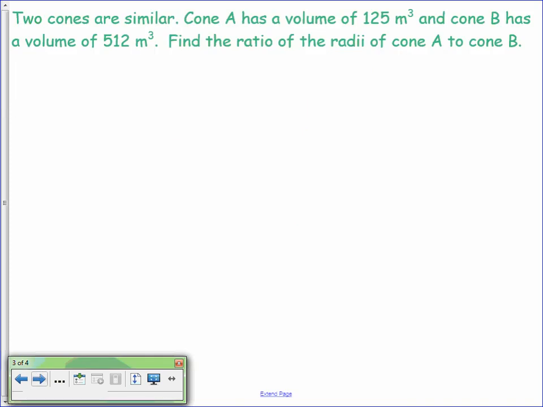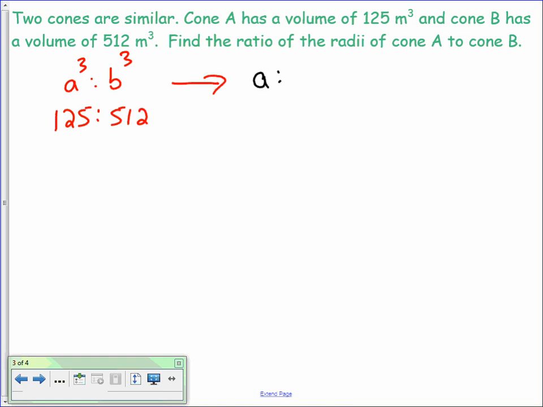All right. Next, we have two cones that are similar. Cone A has a volume of 125 meters cubed, and cone B has a volume of 512 meters cubed. Find the ratio of the radii of the cones. So we know that A cubed to B cubed is 125 to 512. And we are trying to convert this to A to B.